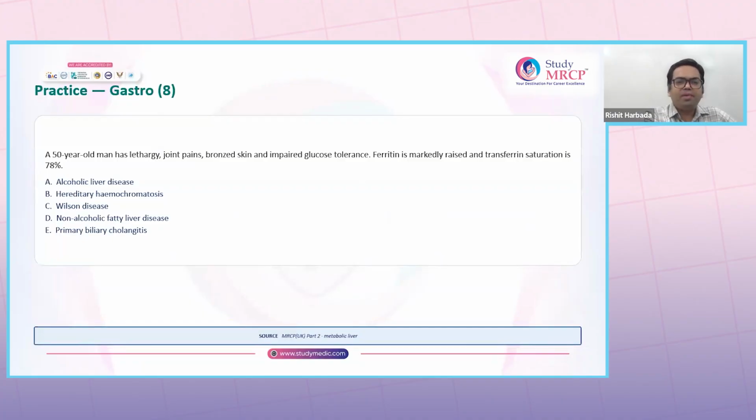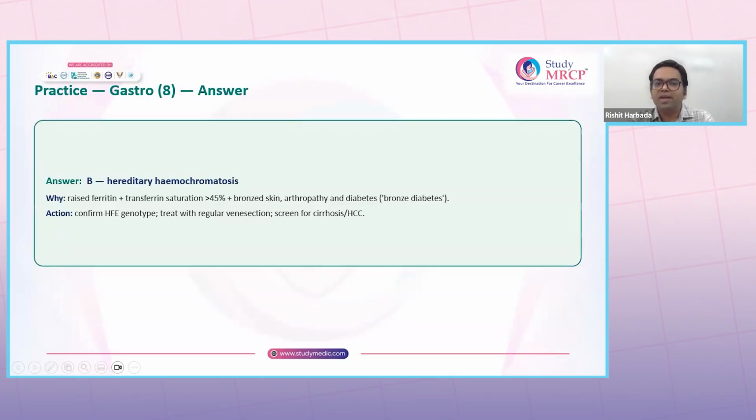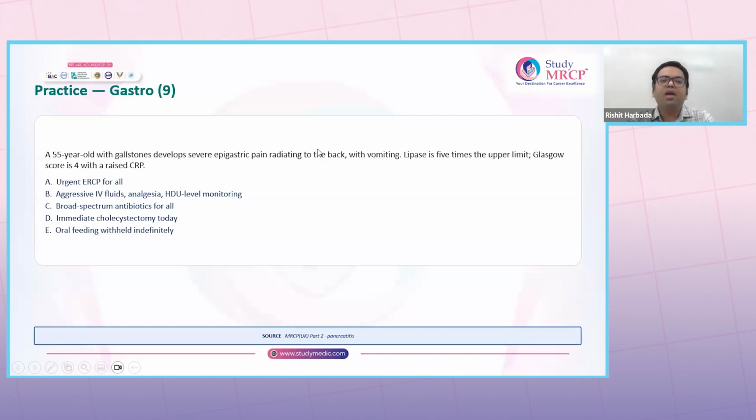But before we wind up gastro, lastly, I'll tell you that a 50-year-old man has lethargy, joint pains, bronze skin, and impaired glucose tolerance. Ferritin is markedly raised and transferrin saturation is also markedly raised. This is suggestive of what we call hemochromatosis. So it's hereditary hemochromatosis. So raised ferritin, raised transferrin saturation, bronze skin, arthropathy, and diabetes. Confirm the genotype, treat with venesection, and they have high risk for HCC.